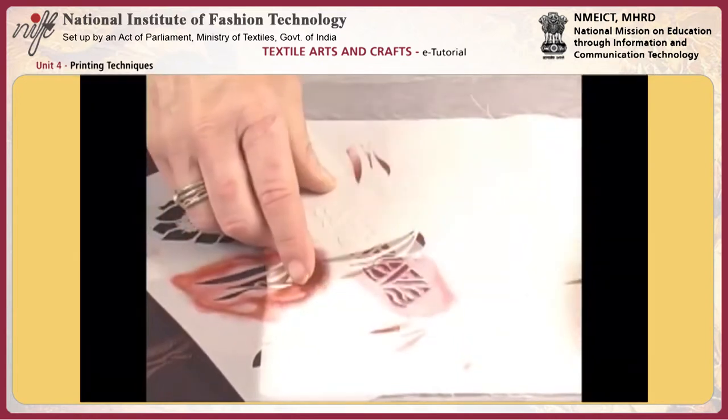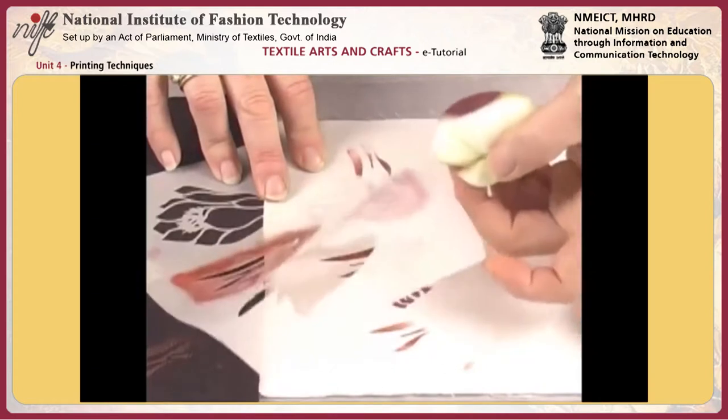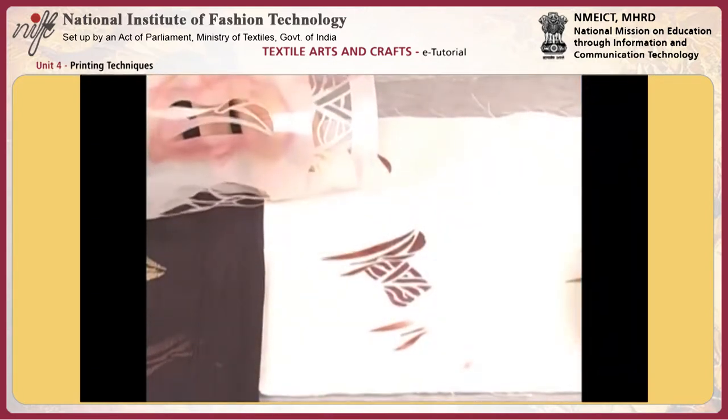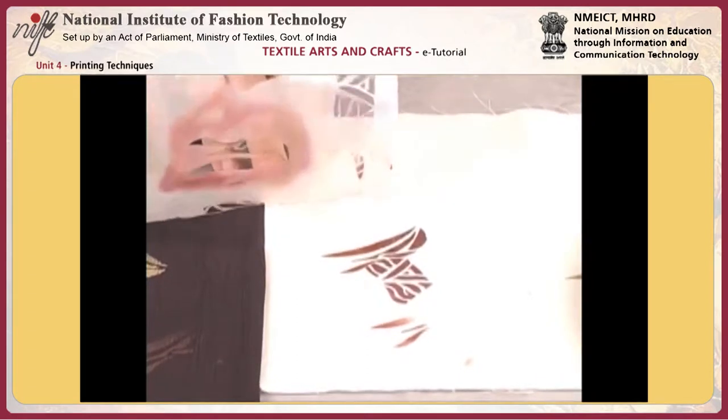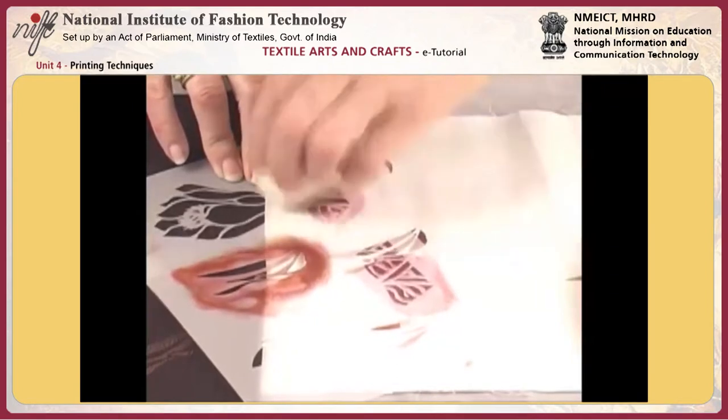Take the post-its off, and I can print from the other end. Now, there are several ways to do this. Now on this side, I printed so that it stops right at the edge of my shape. As you can see, my first design I printed. But I can also print and fade out.